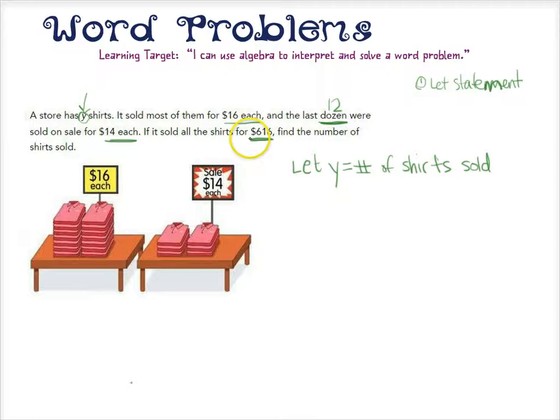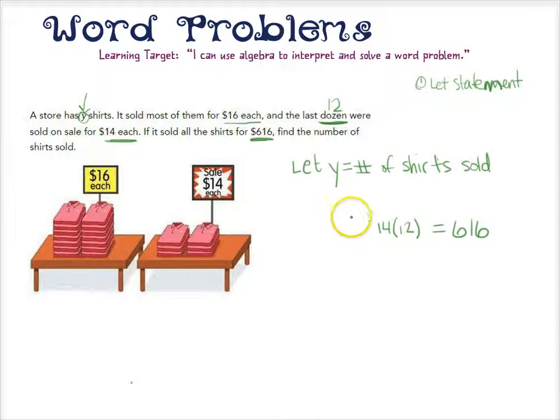Okay, so this first thing says sold most of them for 16 and the last dozen for 14 each. So I'm thinking that last 14 for a dozen is going to be easy to figure out because I can actually figure out how much that is, 14 times 12. So 14 times 12, maybe that'll be a part of my equation. That's just a number. I also know that all of this on the left that I'm going to sum up, I'm going to figure out how much the $16 shirts add up to. I'm going to figure out how much the $14 shirts add up to, and that all will equal 616. So I can kind of partially make my equation.